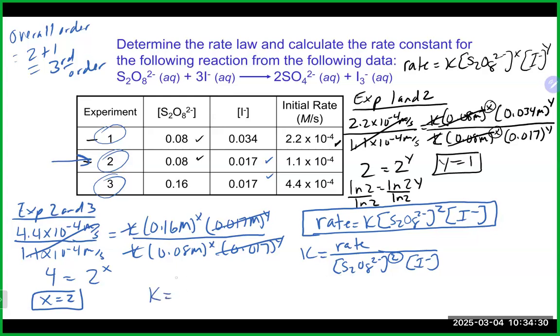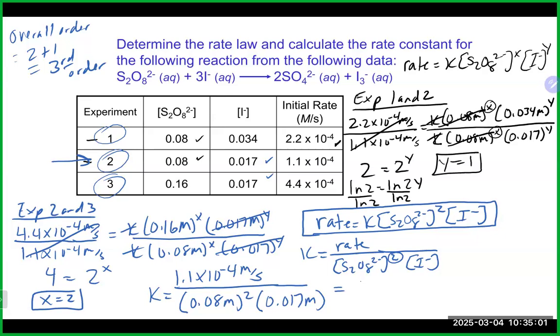So our K will be our 1.1 times 10 to the minus 4 molar per second divided by our 0.08 molar, and that again is going to be squared, divided by our 0.017 molar. We will end up with 1.1 to the minus 4 divided by 0.08 squared divided by 0.017. Looks like a 1.01.